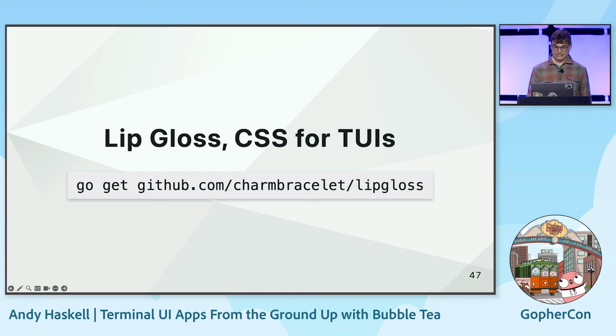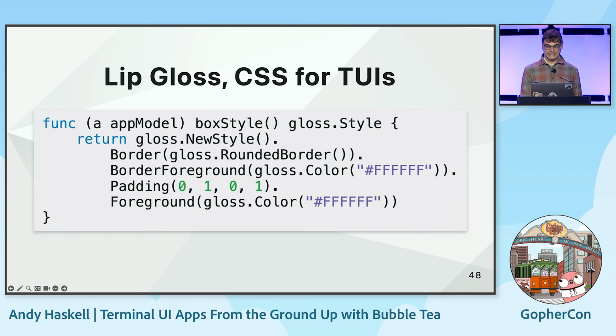So first up, since Lip Gloss is a separate package from Bubble Tea, we'll need to add it to our go.mod file with go get. Now that we've got that, we'll start by writing a style for our plant's text boxes, which might look familiar if you've done CSS.